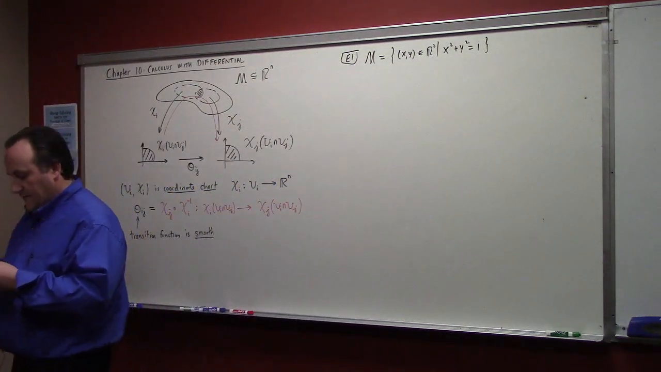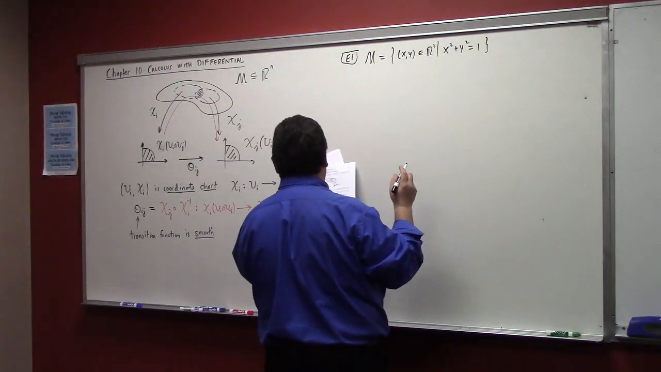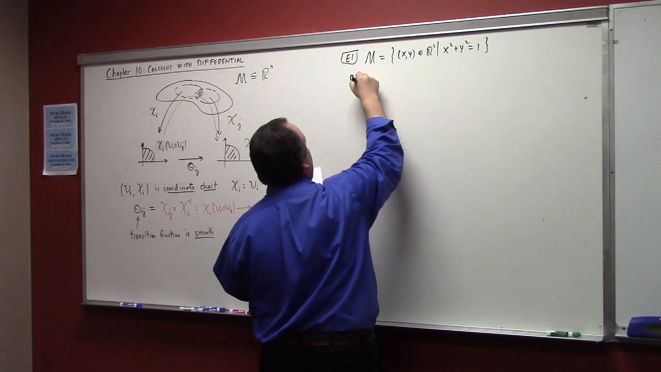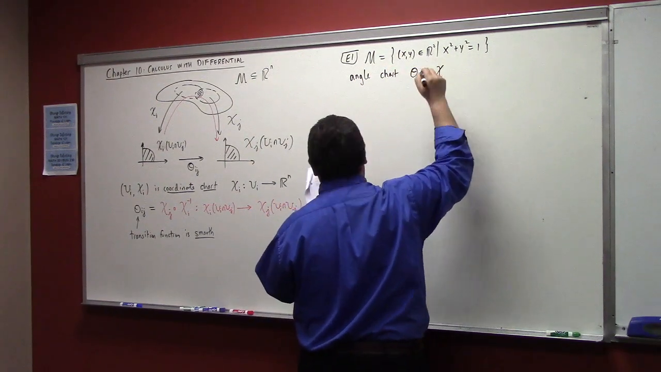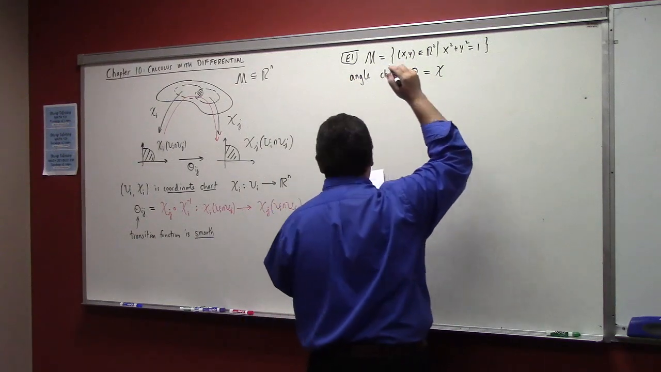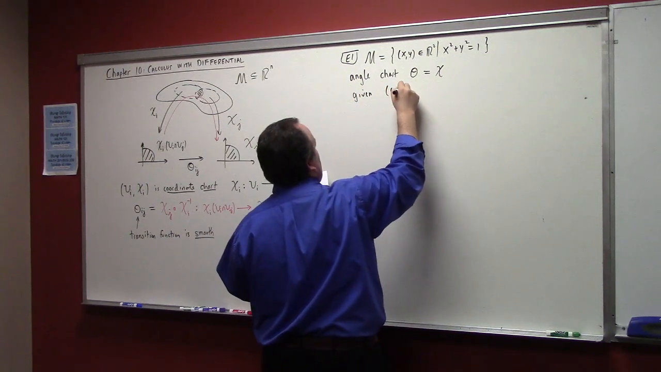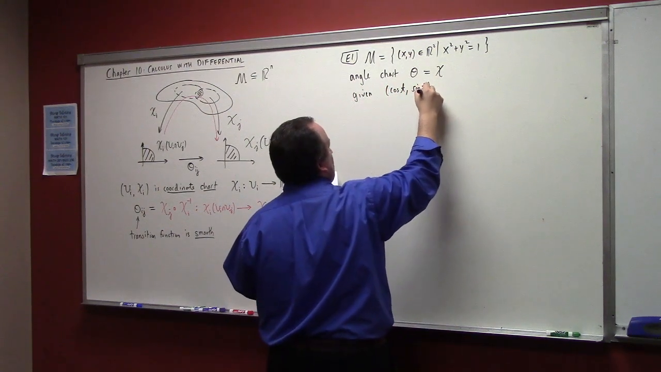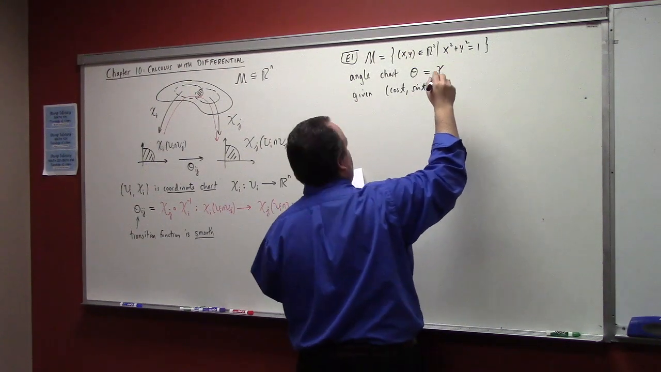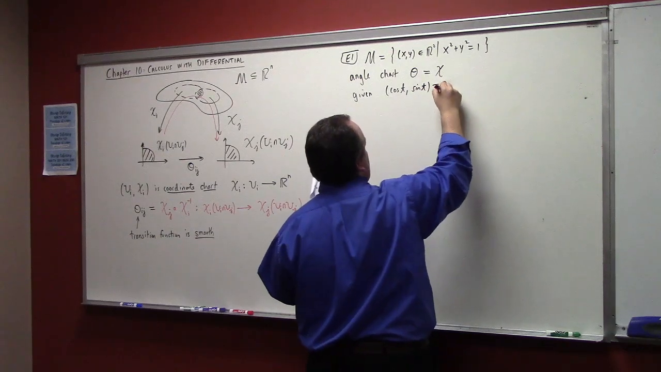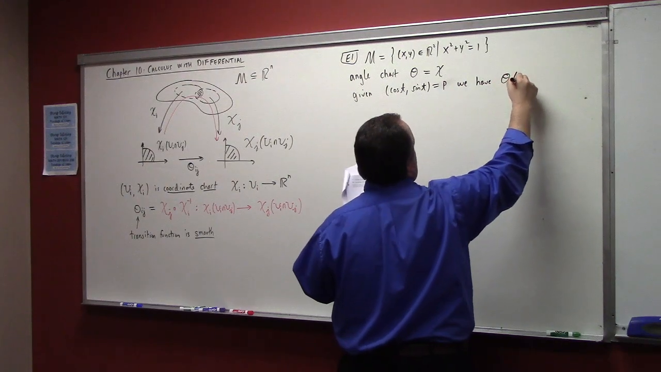I say the usual chart on the unit circle is just the angle chart. So how do you do that? The angle chart theta is kind of like chi, it's the chart. So given (cos t, sin t), an element of M, I suppose that's equal to P for the sake of discussion here. We have theta of P equals what?